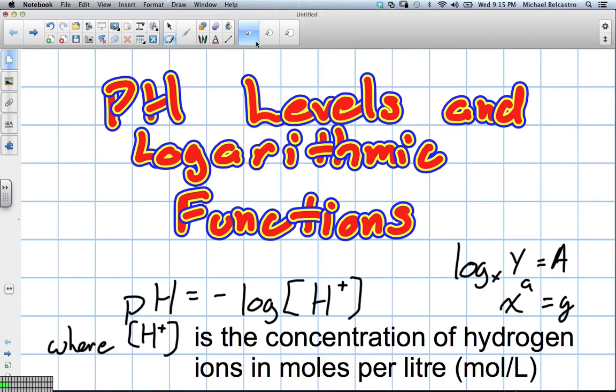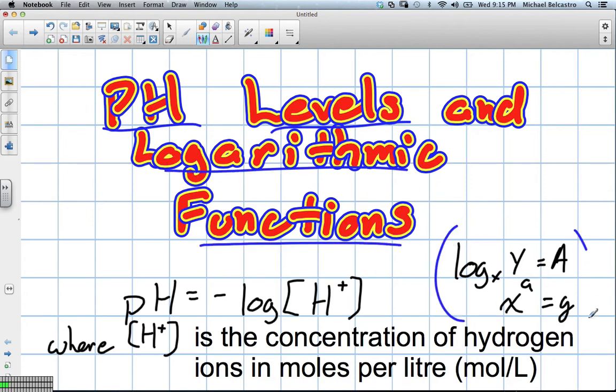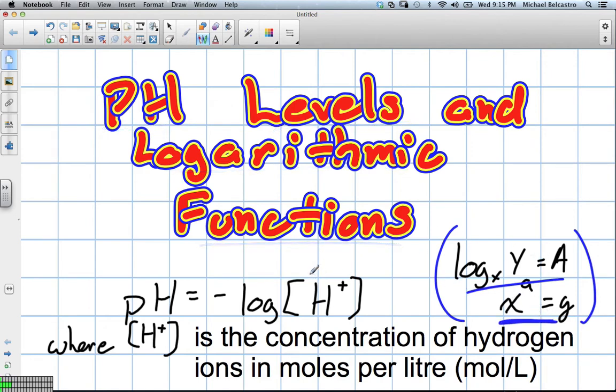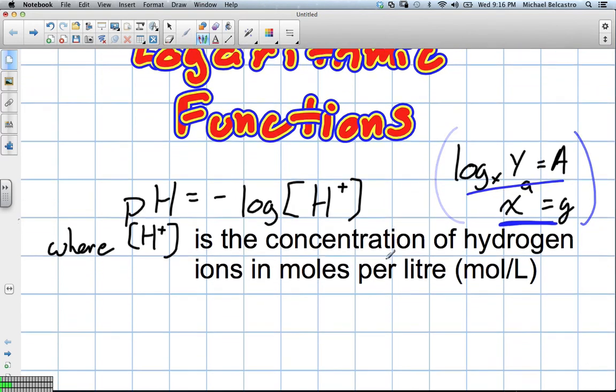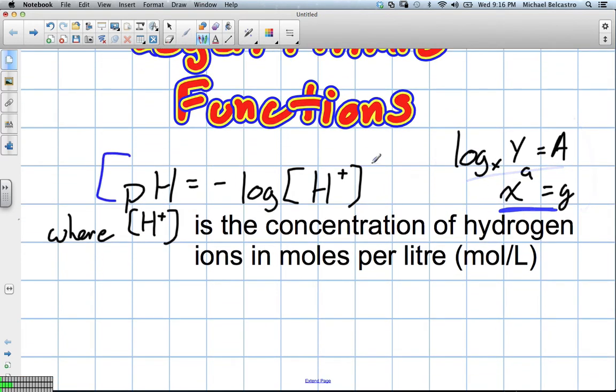Okay, so we're in a very specific type of math today. We're looking at pH levels and logarithmic functions. So we've gone over logarithmic functions, and this is how a logarithmic function is related to a normal exponential function, and we're going to use this relationship to essentially evaluate. Now, they've given us a question that deals with pH levels, and they've given us an equation.